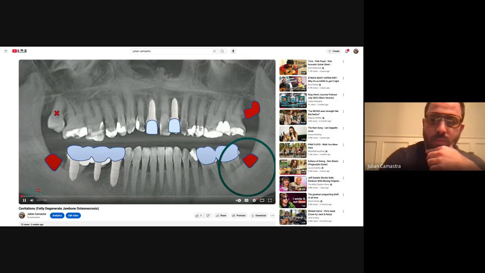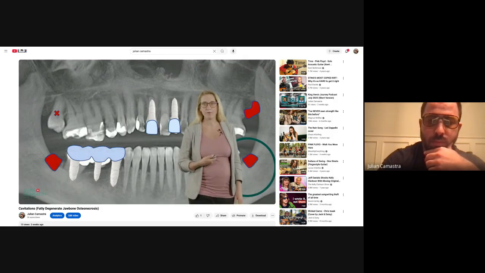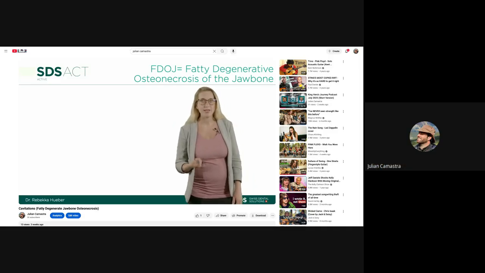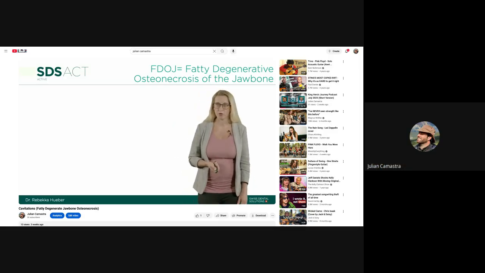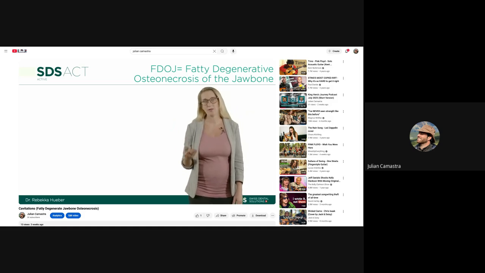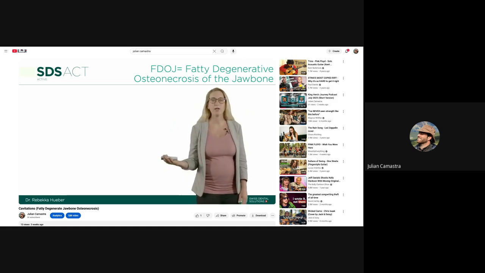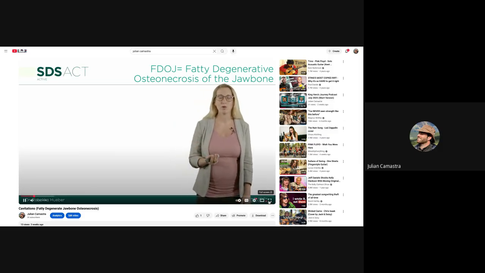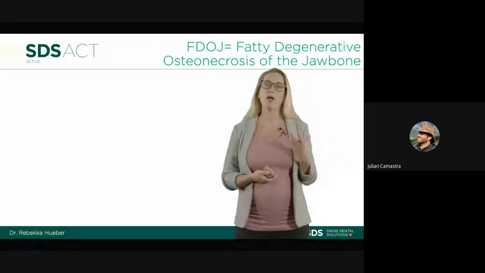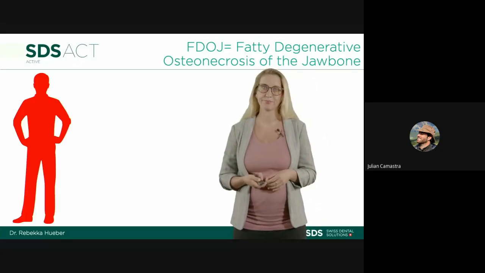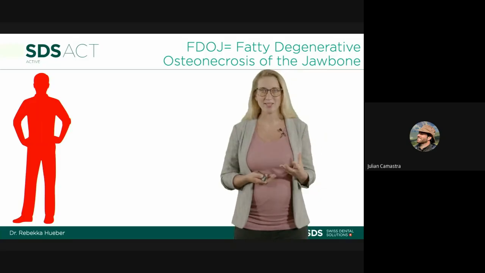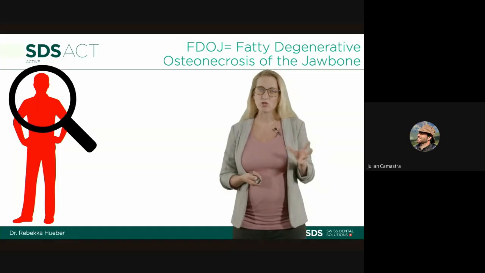We will now have a look at the surgical protocol for an FDOJ. First of all, what is an FDOJ? It is a fatty degenerative osteonecrosis of the jawbone. Often we find it in the wisdom tooth area when a wisdom tooth was pulled and the bone couldn't heal correctly. We also find it around root canal treated teeth, infected teeth, and also titanium implants. The problem with the FDOJ is the systemic effects that it has, the negative effects on our systemic health, that I will explain shortly in a second.